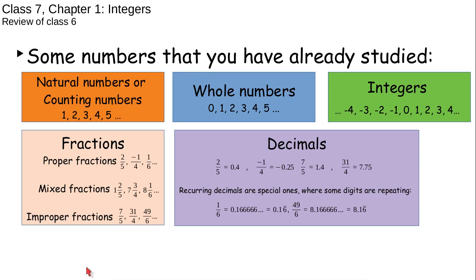These are some numbers that you have already studied in class 6. You have already covered natural numbers or counting numbers, which go like this: 1, 2, 3, 4, 5, 6, 7, 8, 9, 10 and so on. These are used in real life in order to count objects. Like for example, you go to the shop and you buy some toffees. You want to count how many toffees you got. You start from the number 1.